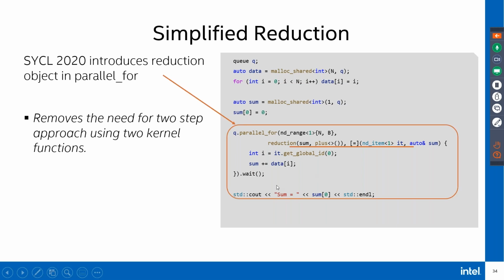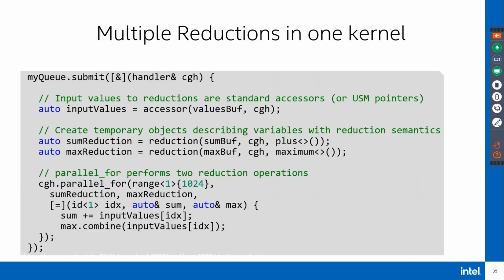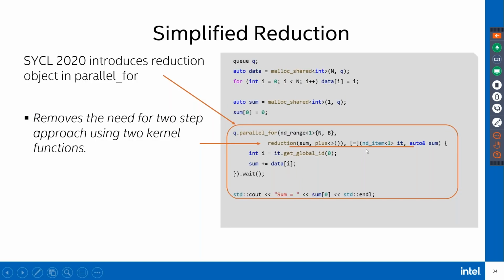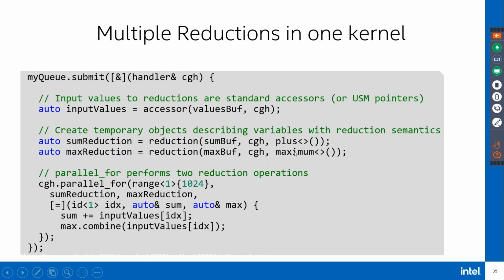One more thing about reduction that I would like to introduce: suppose you are doing only one operation, that is the plus operation. You can have multiple operations together in the same parallel_for. You can see here we have plus and maximum, both. We have created one object for each of them, and we have passed those in the parallel_for itself. So it will calculate the sum as well as the maximum value from the array, or it can be anything. So that's another possibility.